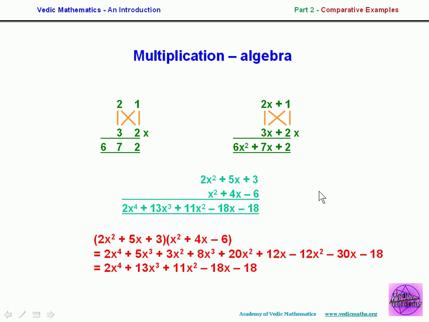So in the conventional method, which is shown here, you have to multiply each of these 3 terms by each of these 3 terms. So you're going to get 9 terms altogether, and then you collect together the ones which are the same type, and then you get your answer. In the Vedic system, the pattern automatically collects up terms of the same type for you.